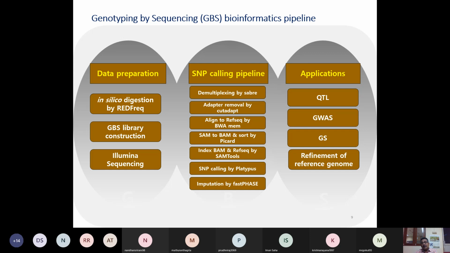Anyhow, in the course of our class I will try to expose you to some of these tools: how to filter the adapter sequence, how to align to the reference genome sequence, how to sort with SAM and BAM tools, how the indexing is done using SAMtools, and how the SNP calling is done using Platypus, and imputation.